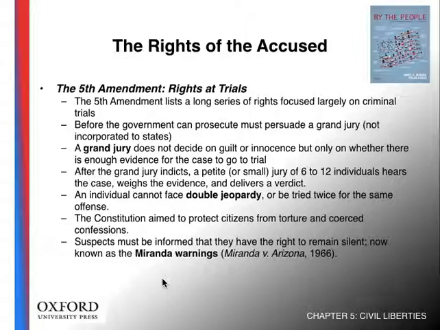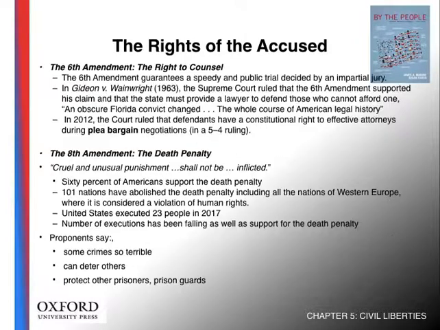The Constitution aims to protect citizens against torture and coerced confessions. And suspects must be informed of their right to remain silent. This isn't part of the Constitution, but it came out of a case, Miranda v. Arizona. You should know about this. Most people know this. If you start saying, you have the right to remain silent, most people can read off the Miranda warnings. This is to help people know what their rights are.